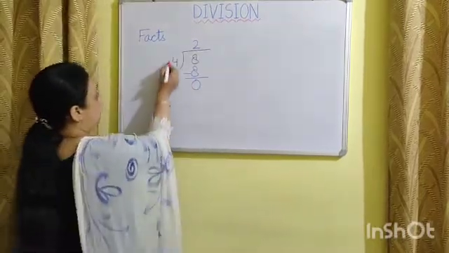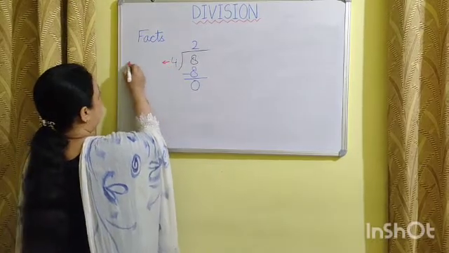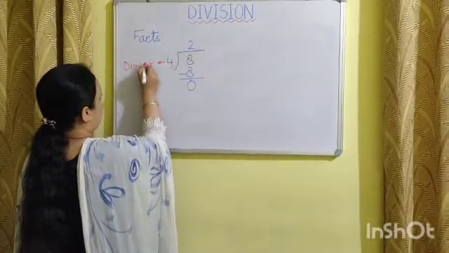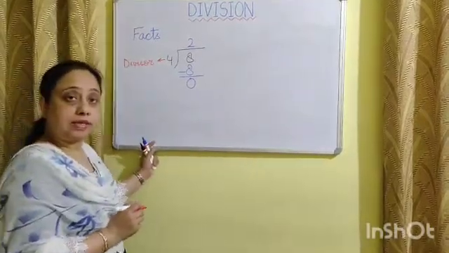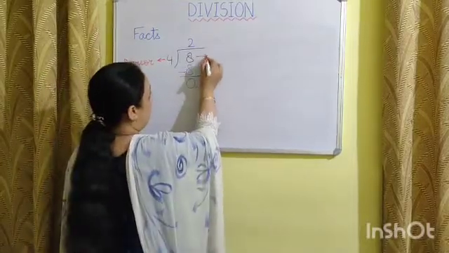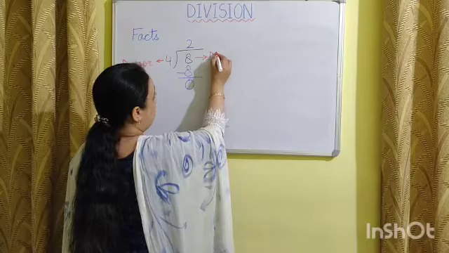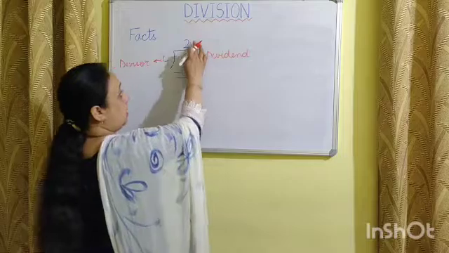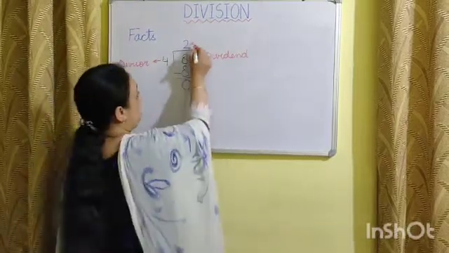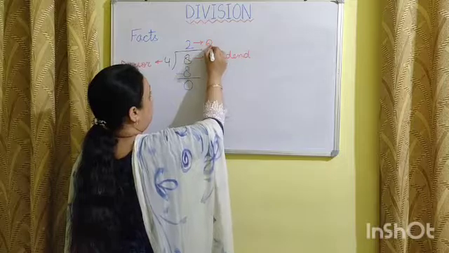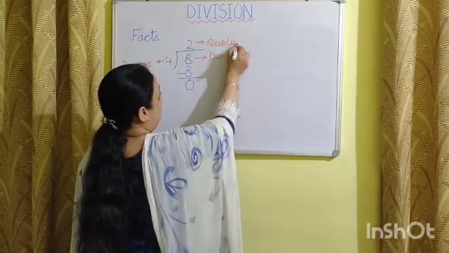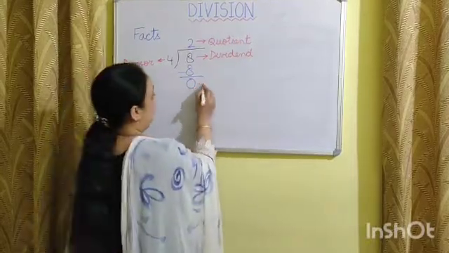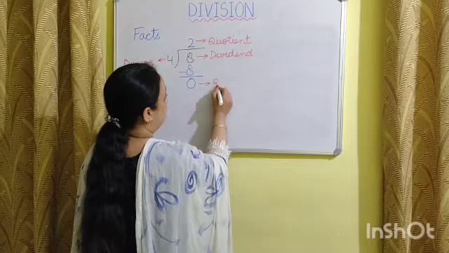Now this number is the divisor. That is, the number by which we divide is known as the divisor. The number which we divide is known as the dividend. The answer or result of division is known as the quotient. And the leftover is the remainder.